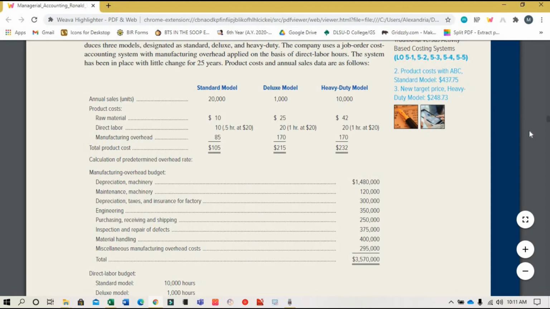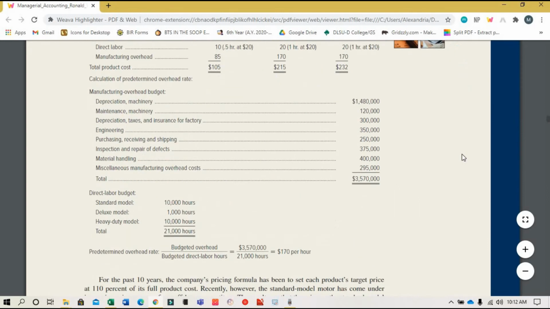The manufacturing overhead budget is as follows. For depreciation of machinery, it is $1,480,000. For maintenance of machinery, it is 120. Depreciation, taxes, and insurance for factory, that is 300,000. For engineering, it is 350. Purchasing, receiving, and shipping, it is 250. Inspection and repair of defects, it is 375. Material handling, that is 400,000, and miscellaneous manufacturing overhead costs, that is 295,000, with a total of 3,570,000.